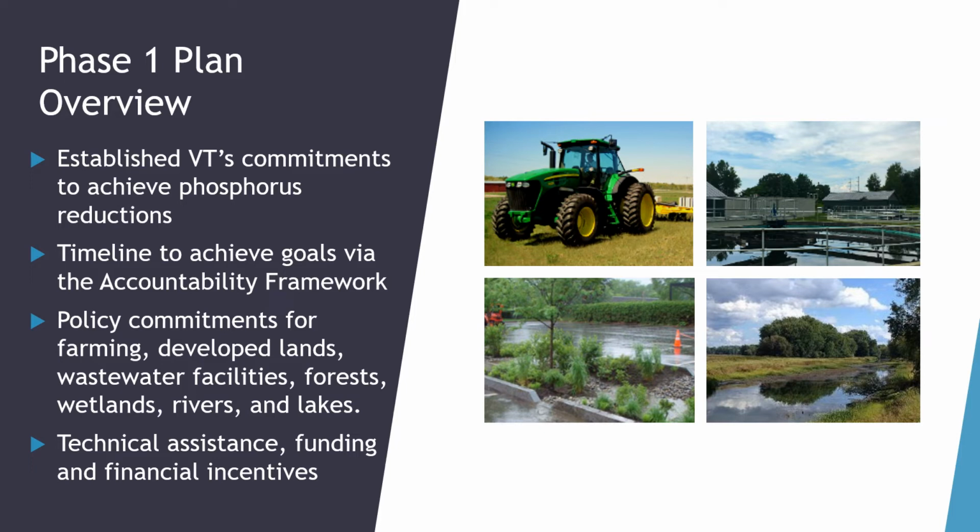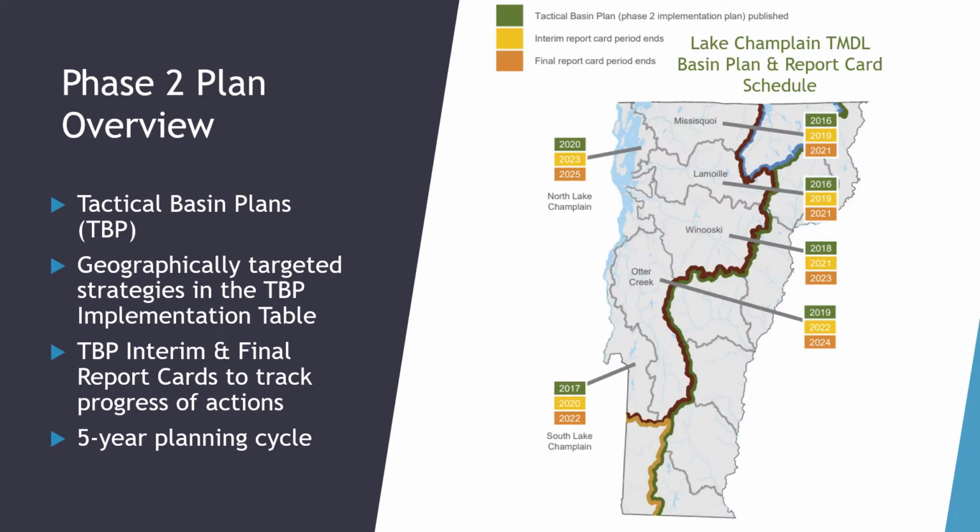Through the end of 2017, the major focus was putting into place the regulatory changes or new programs identified in the Phase 1 implementation plan that provide the platform for longer-term success, along with the resources needed to accomplish that. For Phase 2, it is the TMDL accountability framework which establishes priority milestones contained in each of the 6 Champlain Major River Basin Tactical Basin Plans.